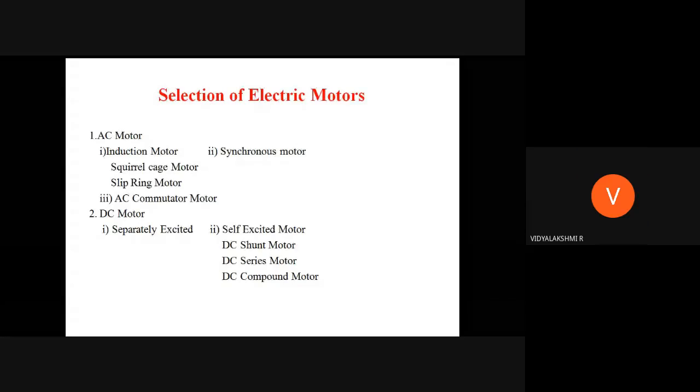So the induction motor runs below 1500 rpm. Another name for the induction motor is the asynchronous motor, which means it never runs at synchronous speed. It always runs below synchronous speed. Synchronous speed is nothing but Ns = 120 F/P, as already said.